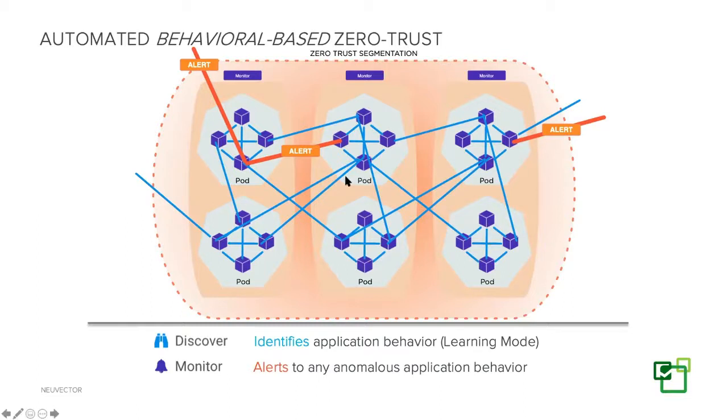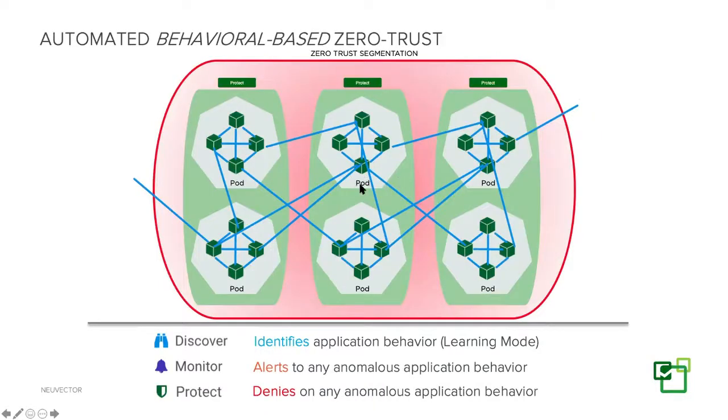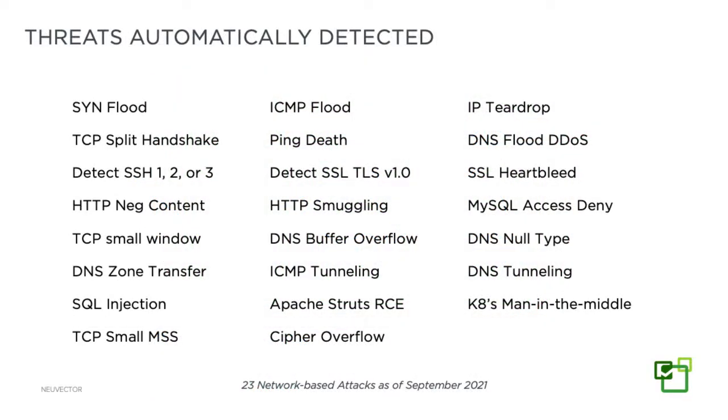We have discover and monitor mode, which we don't block. And then we have the protect mode, which, as you might expect, means that we will not only alert you to any anomalous behavior, but we will also block it before it can occur. And we can block at a network level and at a process level. We can also detect common threats, 23 network-based attacks, like DDoS, ICMP attacks, ping floods, Struts, remote code execution, RCEs, various network-based attacks. We can see those in the network traffic and block them based on that signature.